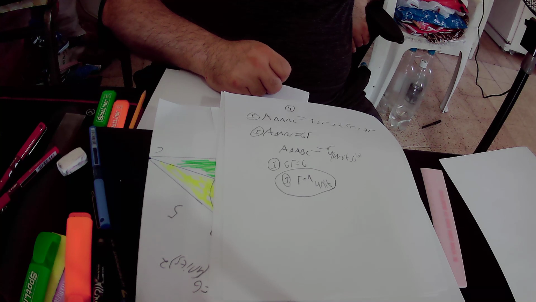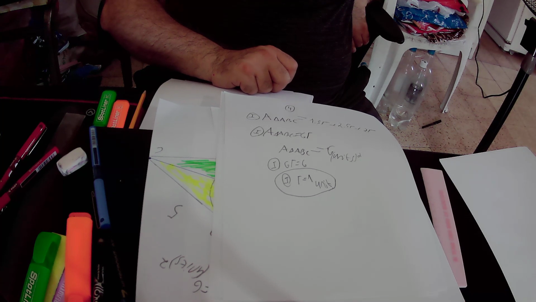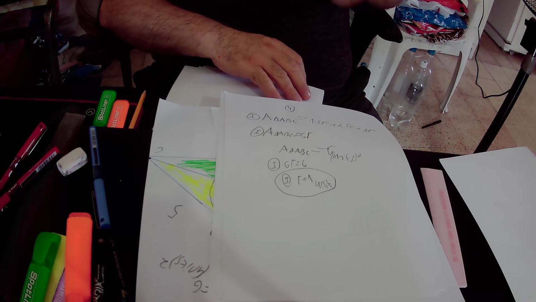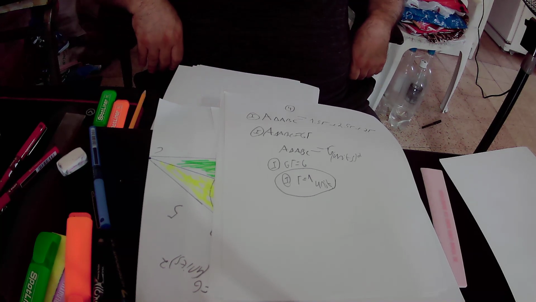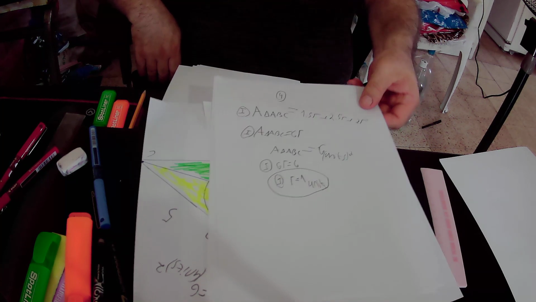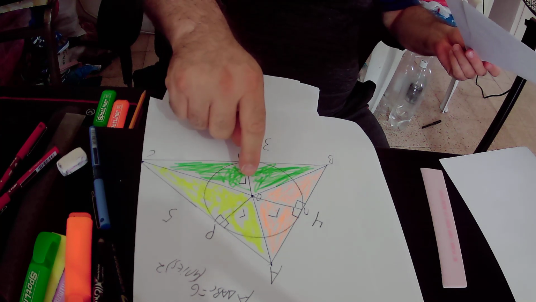Now I will summarize the lecture. The radius of this circle enclosed in the triangle ABC equals 1 unit.